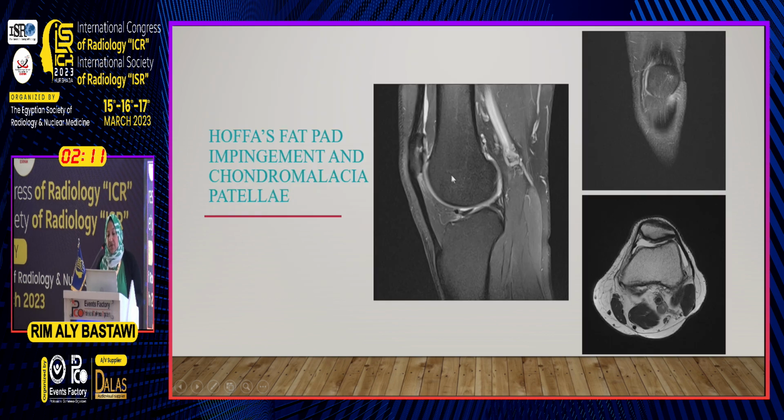The combination of Hoffa's fat pad impingement and chondromalacia patellae was identified in 1 patient with focal chondral defect at the retropatellar cartilage and mild edema at the superior lateral part of Hoffa's fat pad, which was also nicely demonstrated in the coronal sequence, and the axial T2 sequence nicely demonstrates the focal chondral abnormality.